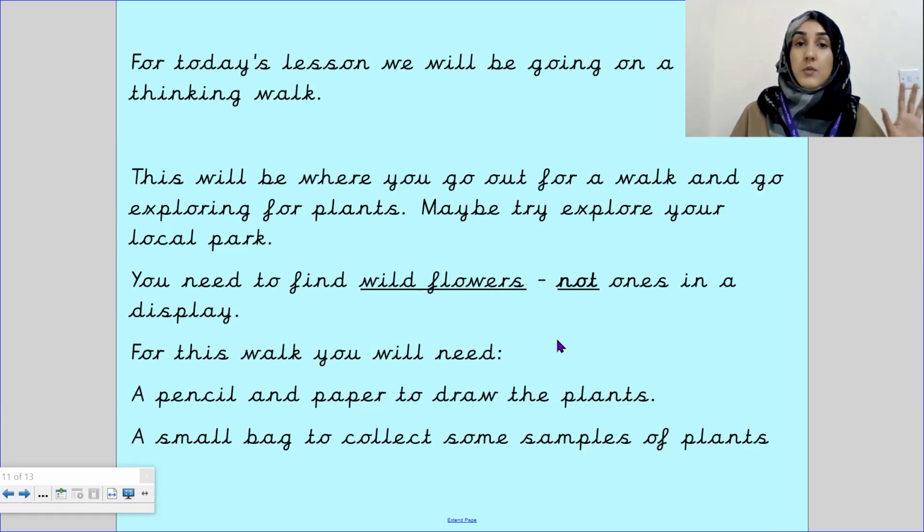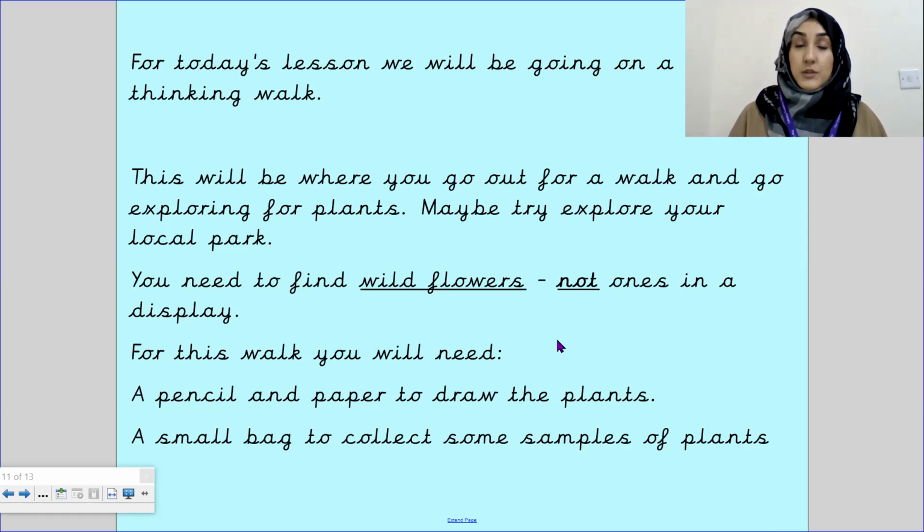Not the ones that you go into Tesco and buy as a bouquet that's already been cut and looks really beautiful and has a price tag on it. Those are for commercial purposes, for selling purposes. But you need to find wild flowers. So go into your garden. It could be any plant. It doesn't have to be a flower. It could be any plant, okay?